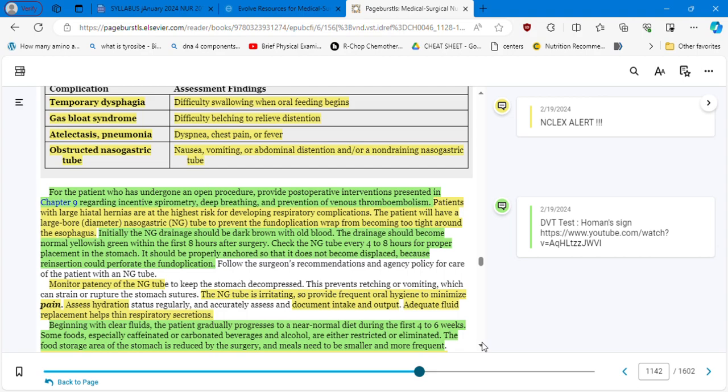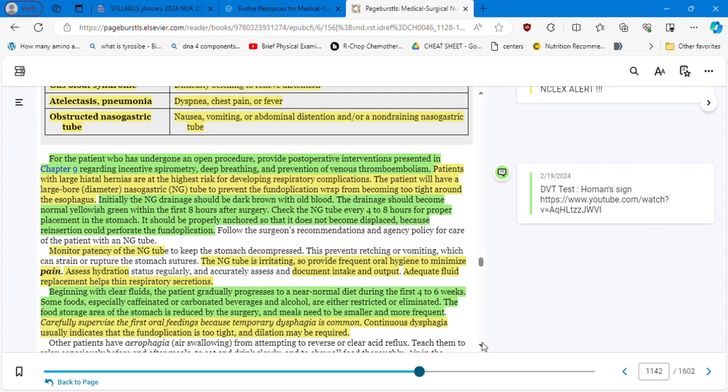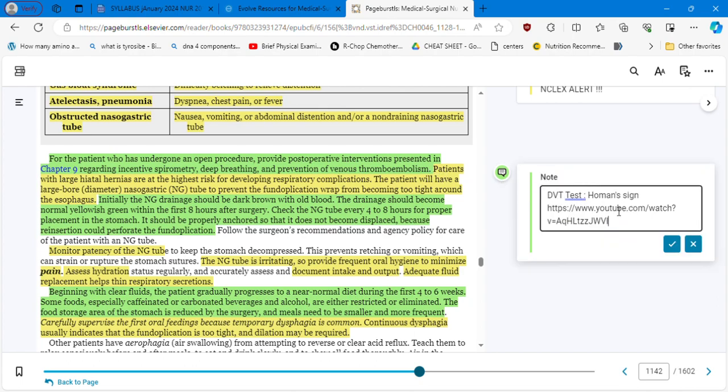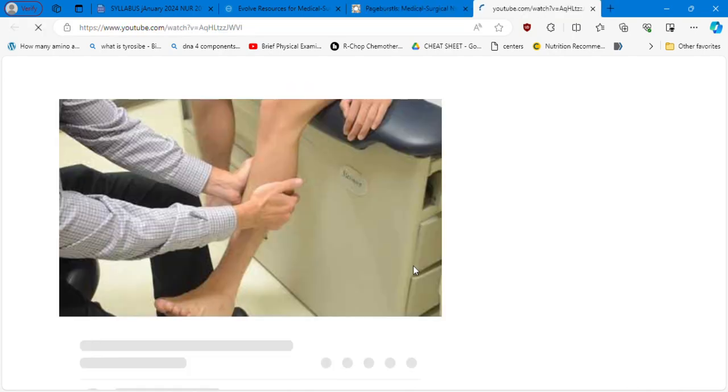For the patient who has undergone an open procedure, right? That's an open approach. Provide the post-operative interventions presented in Chapter 9, regarding incentive spirometer, deep breathing, and prevention of venous thromboembolism. And I showed you in class, and I'm going to play it again, the way we are checking on deep vein thrombosis, the Homan sign, okay?